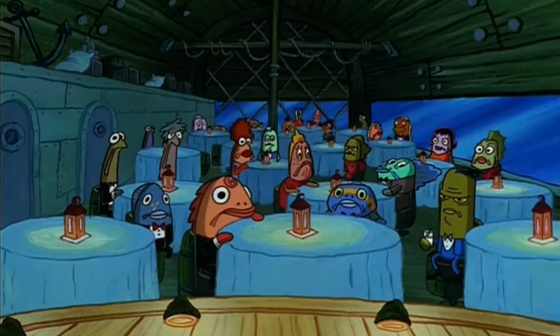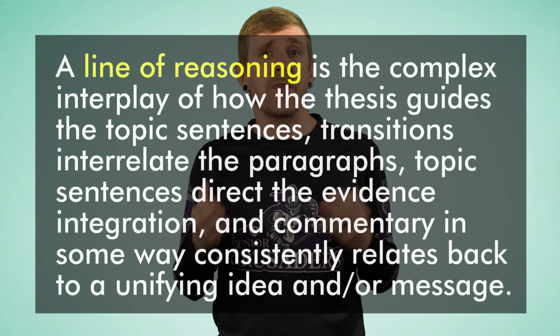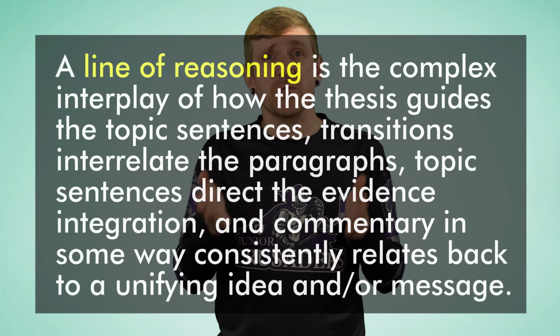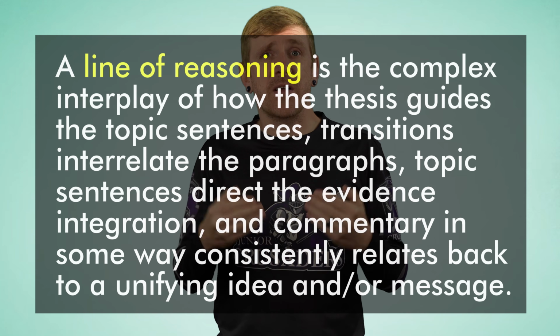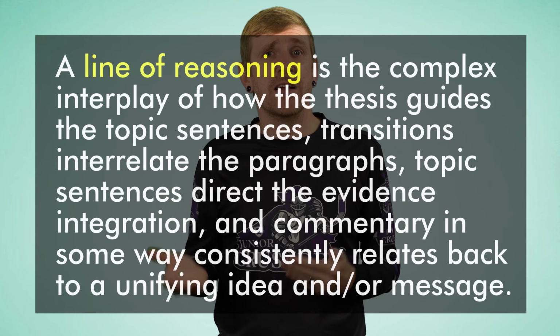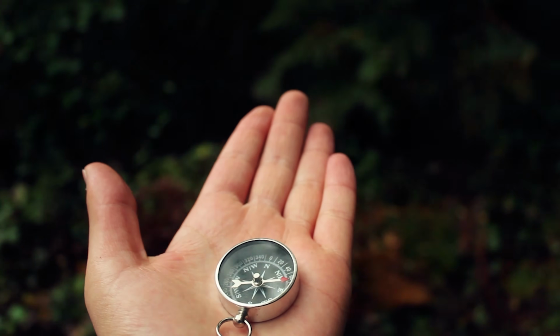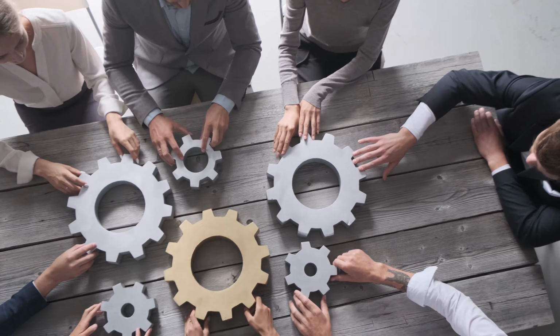The AP English Language course and exam description doesn't even actually define what line of reasoning is, which is quite odd. But I'm going to do so now because it's going to help us on test day and in future argument videos when we discuss body paragraphing, evidence, and commentary. A line of reasoning is the complex interplay of how the thesis guides the topic sentences. Transitions interrelate the paragraphs. Topic sentences direct the evidence integration for the paragraph, and the commentary in some way consistently relates back to a unifying idea, message, or argument. Today, what we want to consider from that definition is the fact that a thesis guides other elements of the paper, and there's a unifying idea or argument.